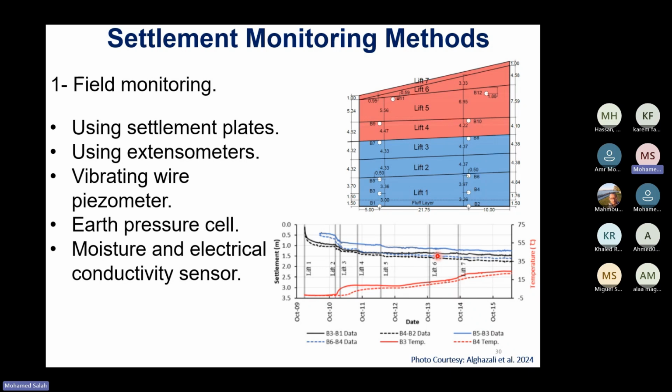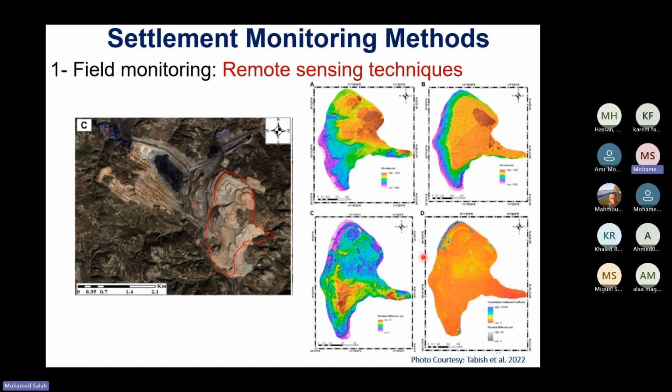and we can see that field monitoring can be done by installation of settlement plates, extensometers, vibrating wire piezometers, earth pressure cells, moisture, and electrical conductivity sensors. And these are the traditional techniques. But now there are available some more advanced techniques like the remote sensing techniques. There are two approaches, either InSAR or LiDAR.